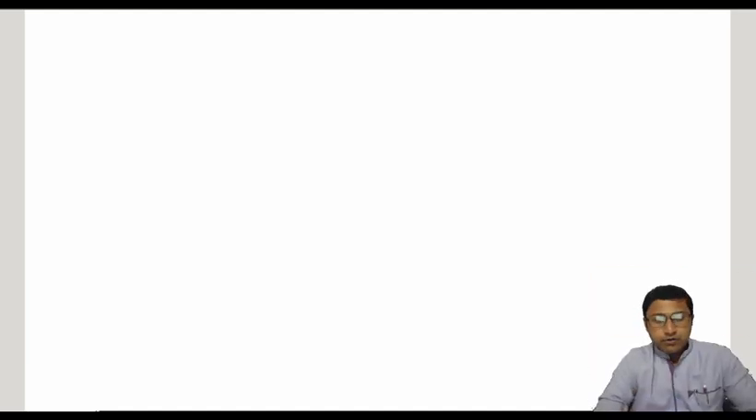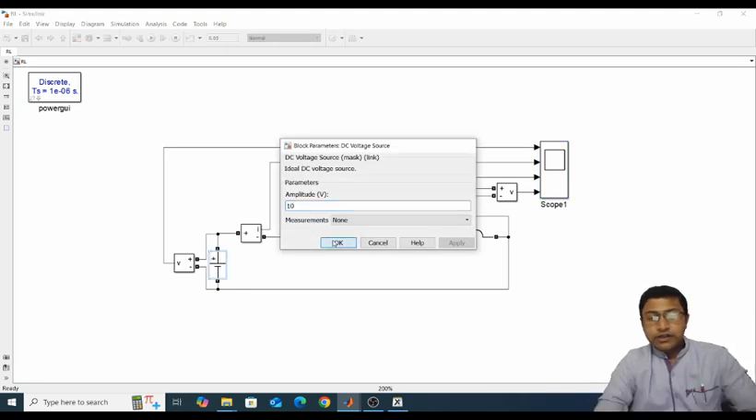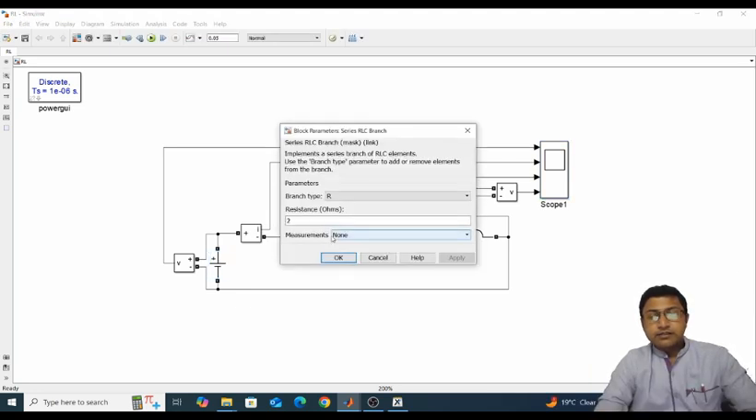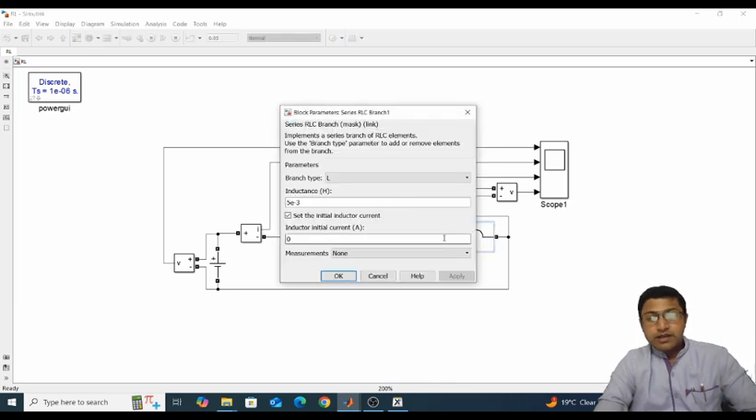Okay, so now just check it. This is the circuit of the series RL circuit. Here is the DC voltage, set as 10 volt. This is the resistance, 2 ohms, and the inductance is 5 millihenry. The important point is that I set the initial inductor current to 0 ampere, that is, before charging, the inductor current is set as 0 ampere.